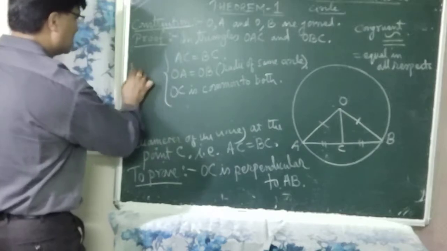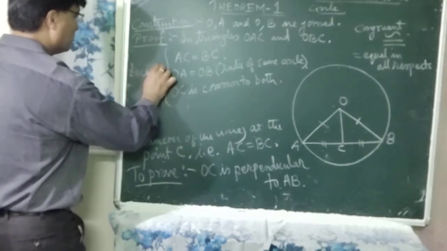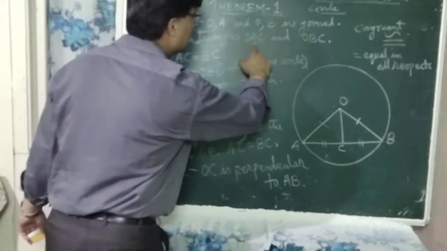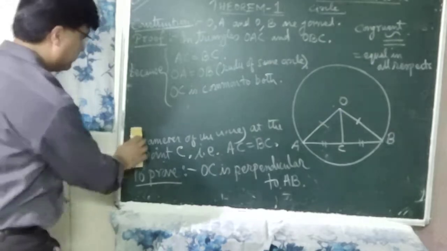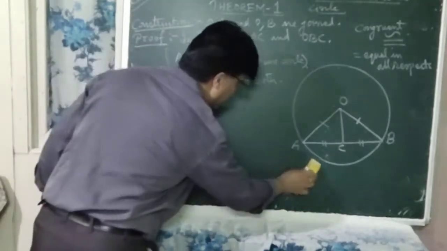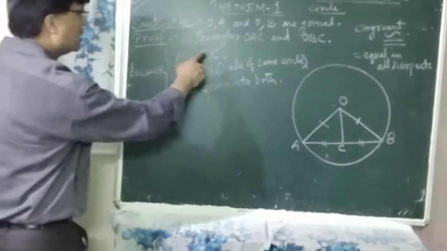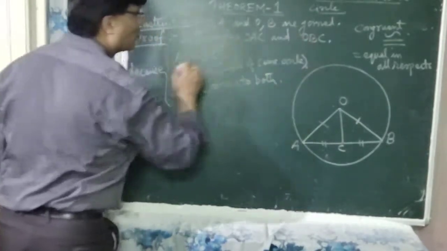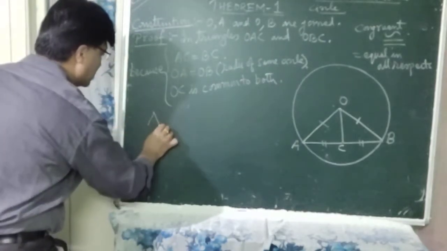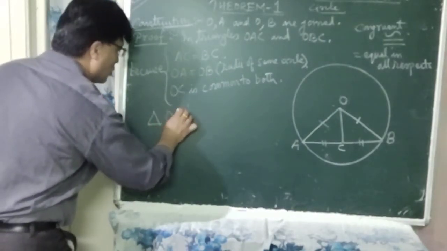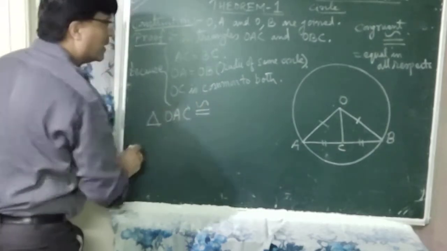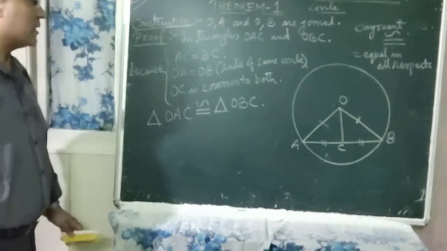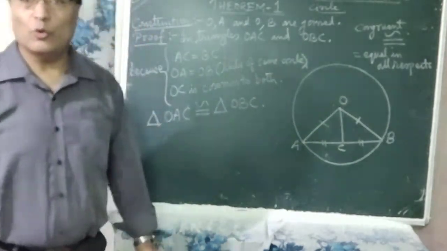Because of these three reasons, here you write because. So because of these three reasons, you can write down that these two triangles are congruent, right? So we have given the three reasons out here. So these two triangles are congruent. Because of these three reasons, these two triangles are what? Congruent, right? So this is the symbol of triangle. Triangle OAC is congruent to triangle OBC.